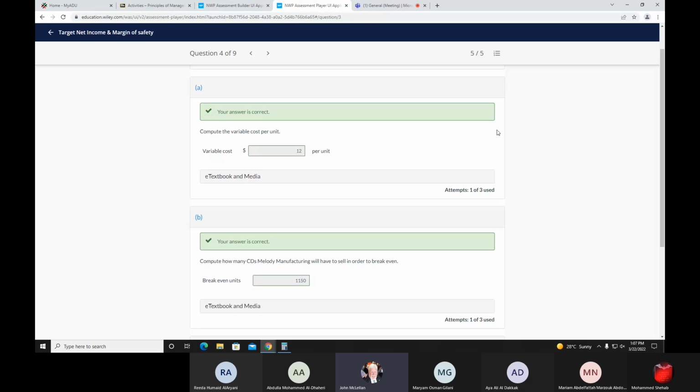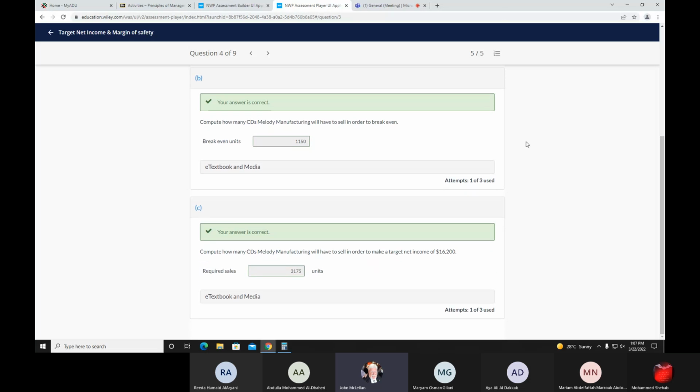Then the question says, we want to earn a profit. Well, whatever that profit they want to earn, you simply add it to the fixed costs. And they want to know how many units they have to sell to earn that profit. So when you hear units, you divide through by the contribution margin per unit. If they say sales dollars or required sales, you multiply by the contribution margin ratio.